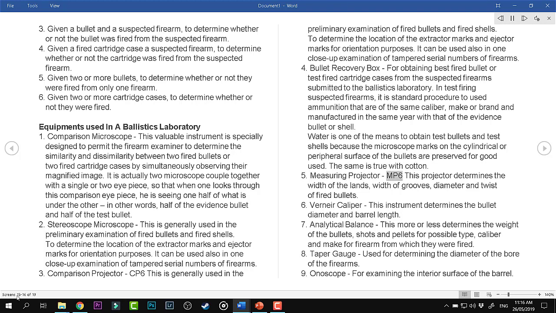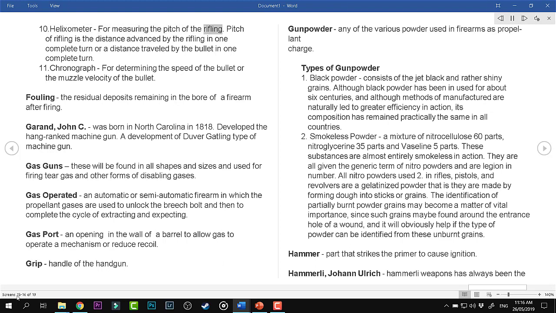5. Measuring projector, MP6. This projector determines the width of the lands, width of grooves, diameter and twist of fired bullets. 6. Vernier caliper. This instrument determines the bullet diameter and barrel length. 7. Analytical balance. This more or less determines the weight of the bullets, shots, and pellets for possible type, caliber, and make of firearm from which they were fired. 8. Taper gauge, used for determining the diameter of the bore of the firearm. 9. Onoscope, for examining the interior surface of the barrel. 10. Helixometer, for measuring the pitch of rifling. Pitch of rifling is the distance advanced by the rifling in one complete turn, or the distance traveled by the bullet in one complete turn. 11. Chronograph, for determining the speed of the bullet or the muzzle velocity of the bullet.